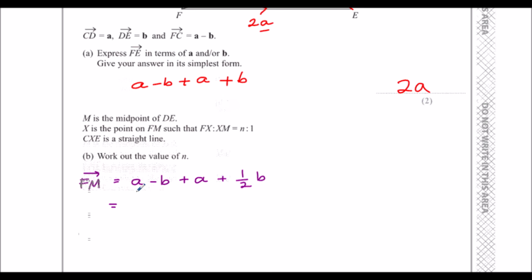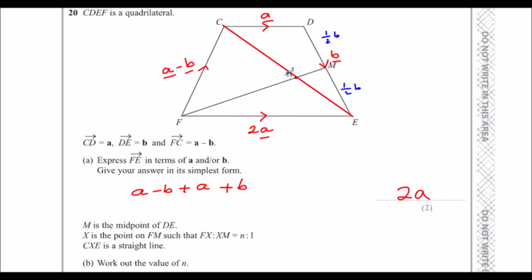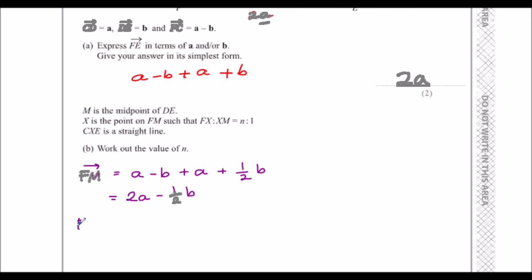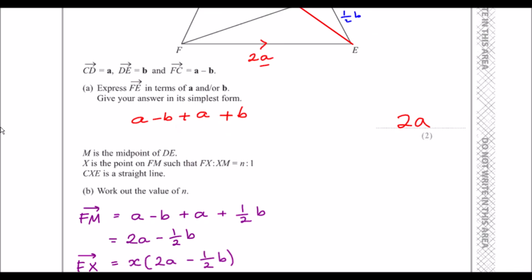So this simplifies. A and A are 2a, and minus b and half a b is minus half a b. So that's f to m. F to x is just part of the way along that line. So f to x is a fraction of this. We don't know how much, that's what we're working out. So we can use a letter, I'll use x. So x of the way along 2a minus half a b. It's a fraction of this. So that's one way of getting from f to x.